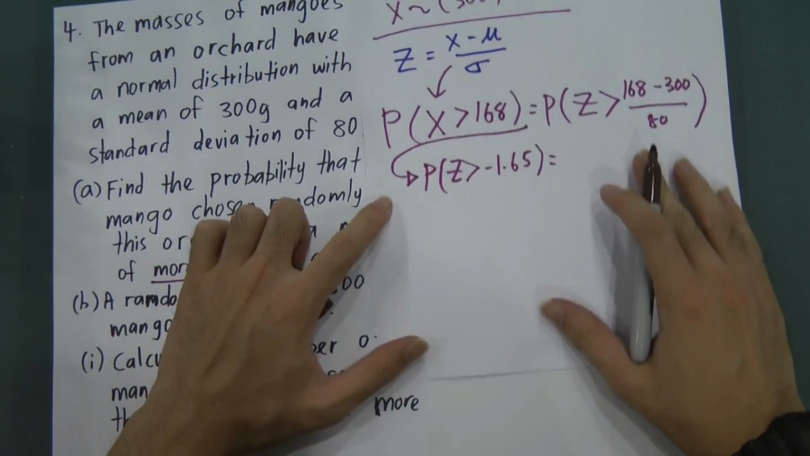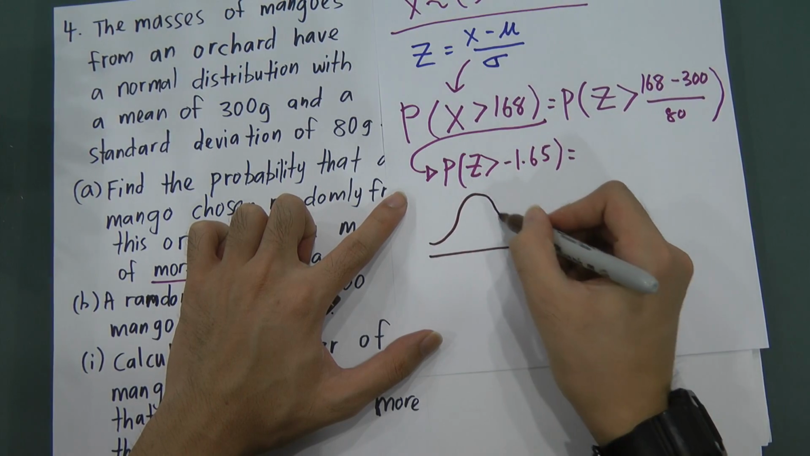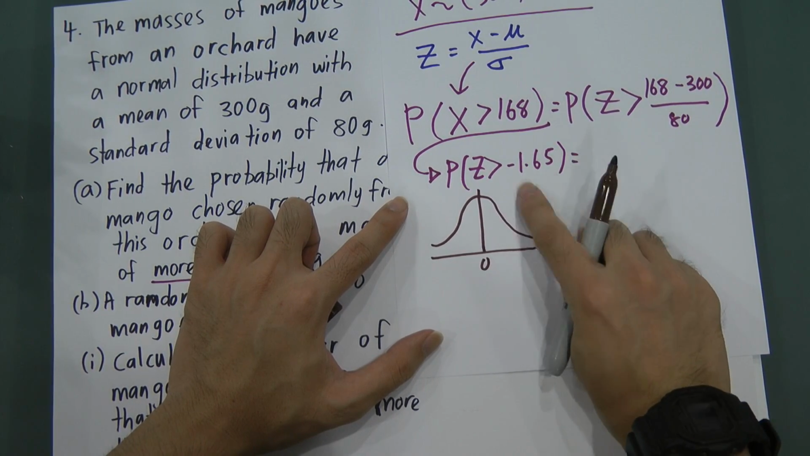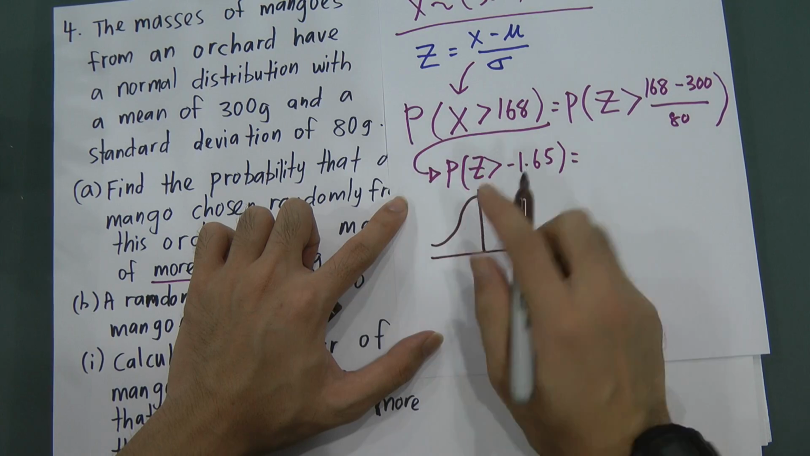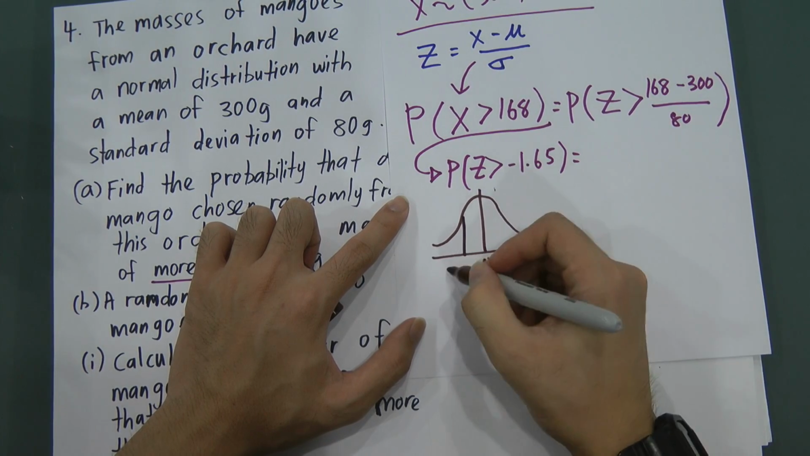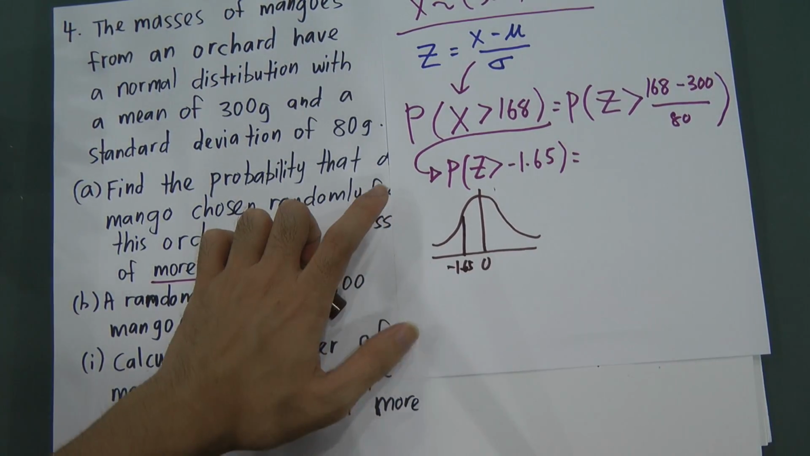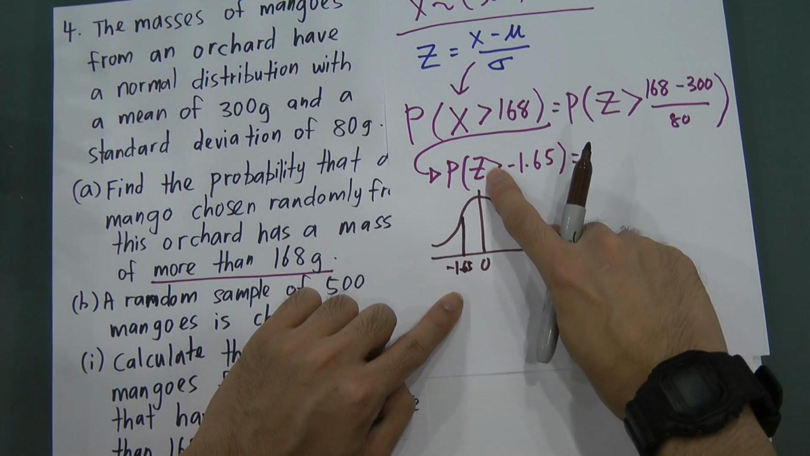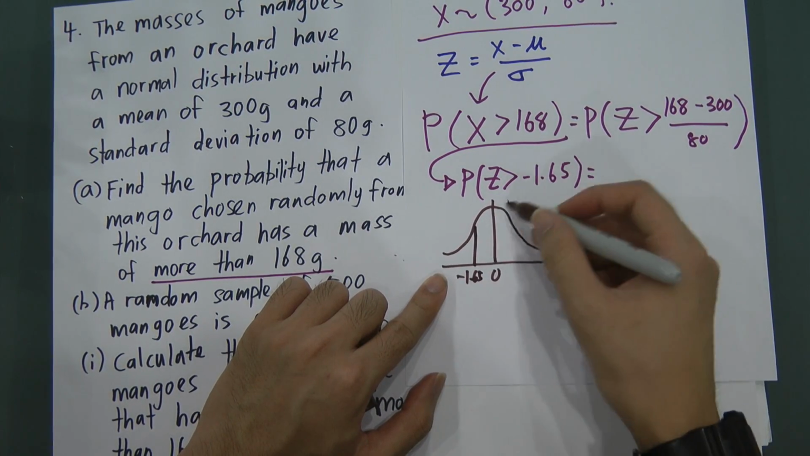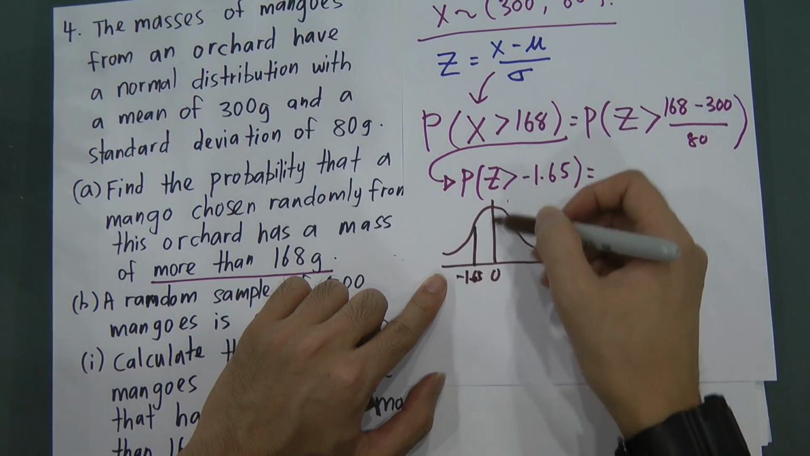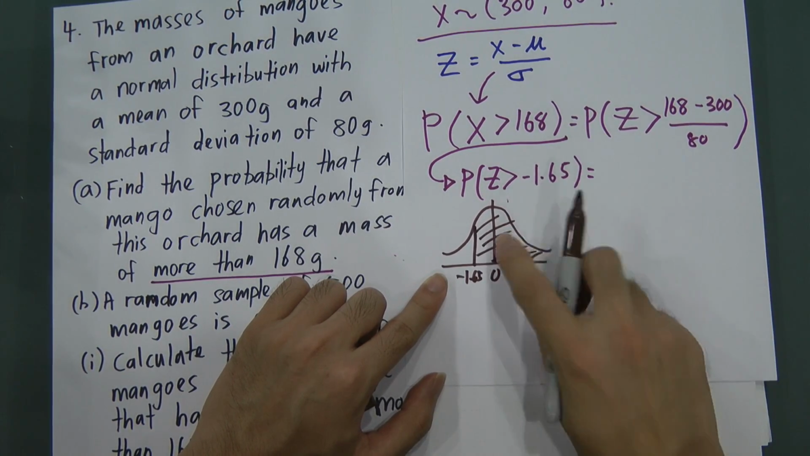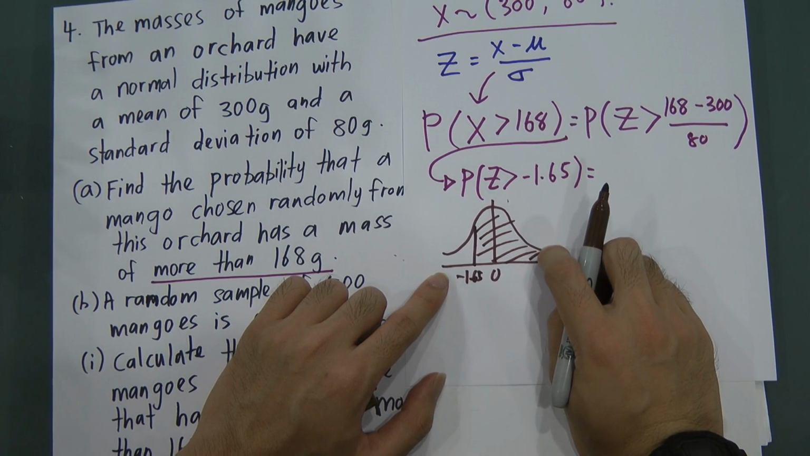So I sketch the graph quickly. I draw a bell-shaped diagram, and this is 0. This is a negative value, so I roughly draw a line on the negative side. Assume this one is negative 1.65. When z is bigger, bigger means going this way. Going this way means the probability I will get is more than 0.5, because half is equal to 0.5. From negative 1.65 going until here, the answer is of course more than 0.5.